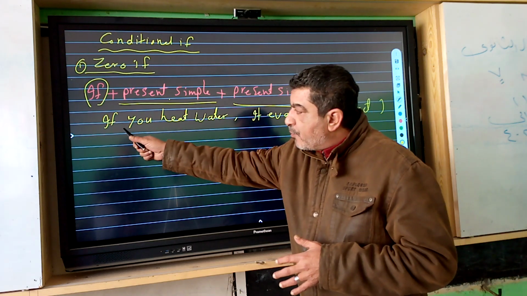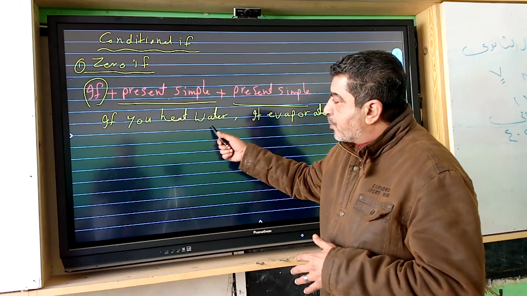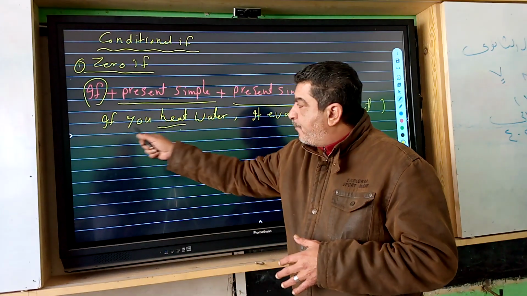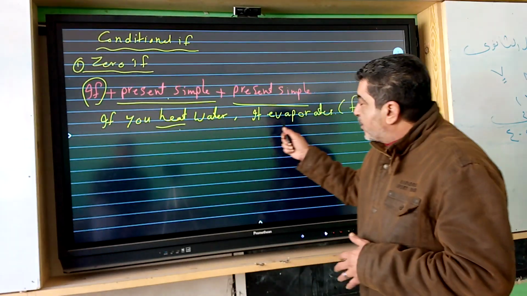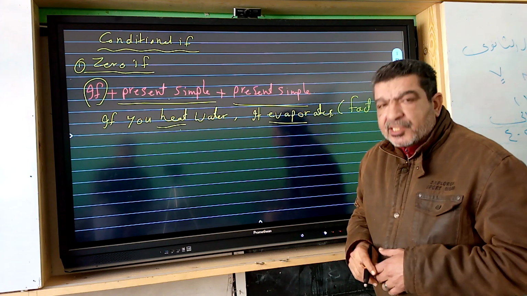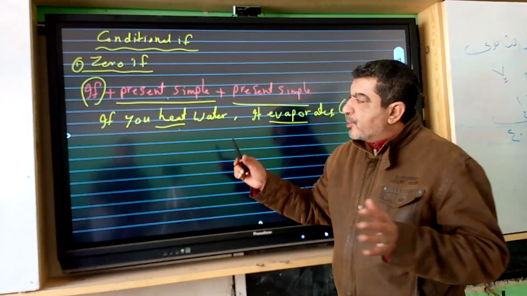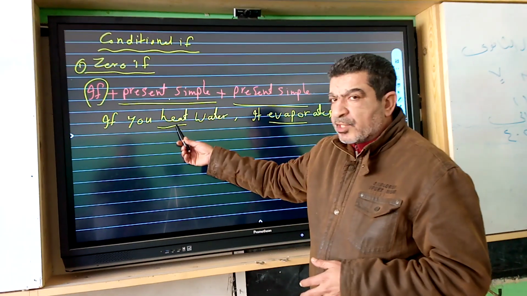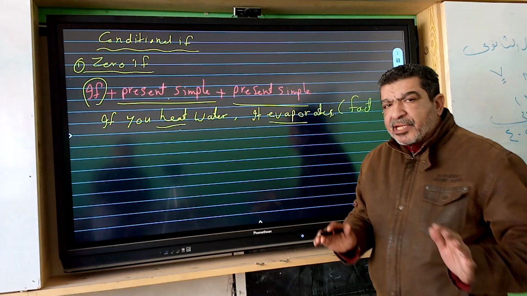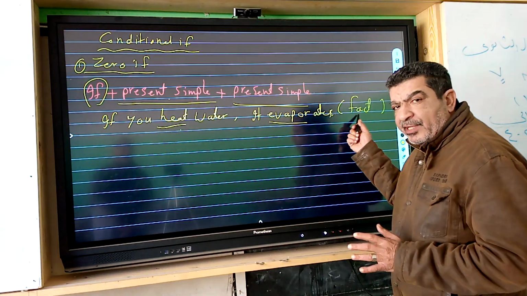So that's why we say if you heat water, this is present simple and this is the if clause. If is followed with present simple, and the main clause is evaporates. Evaporates is also present simple. So zero conditional is followed with present simple, present simple. Why do we call it zero conditional? Simply because it's talking about fact.